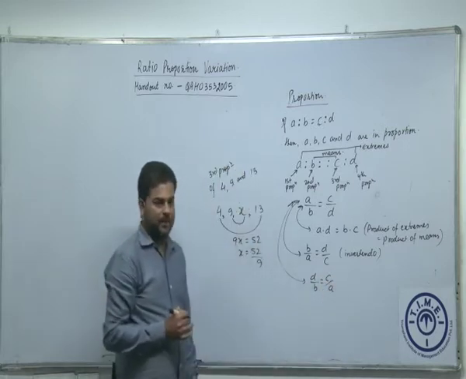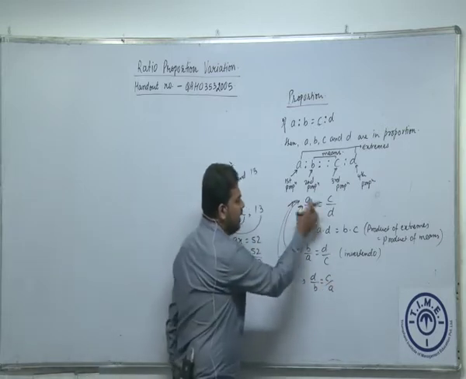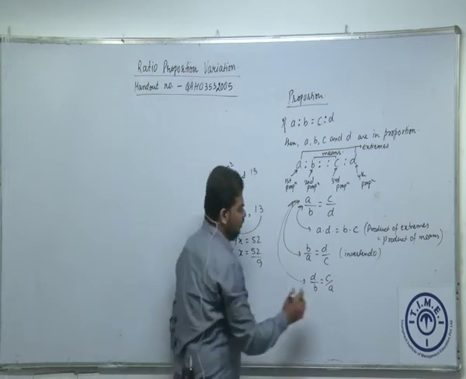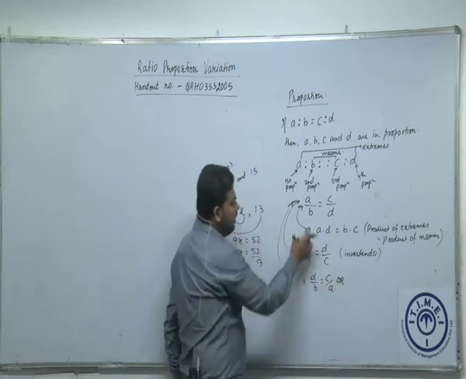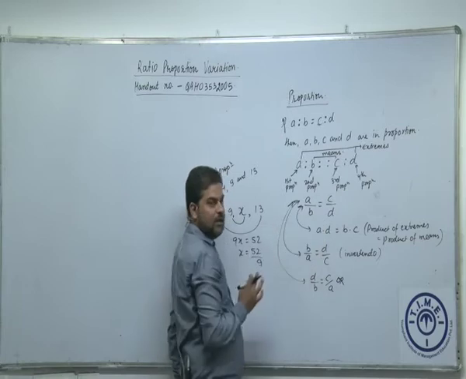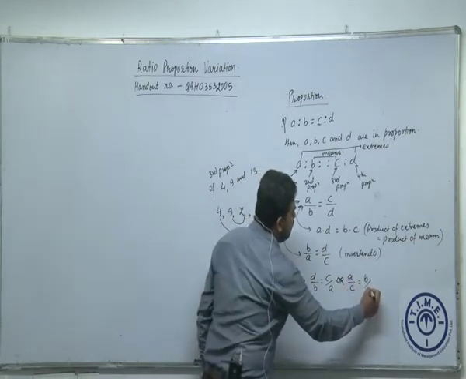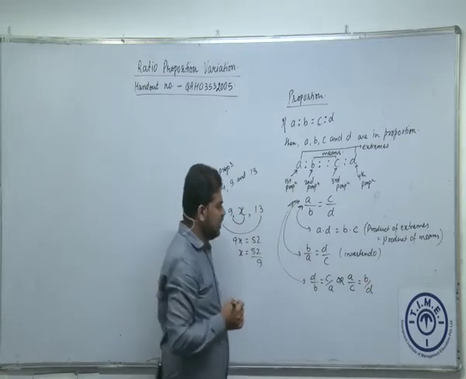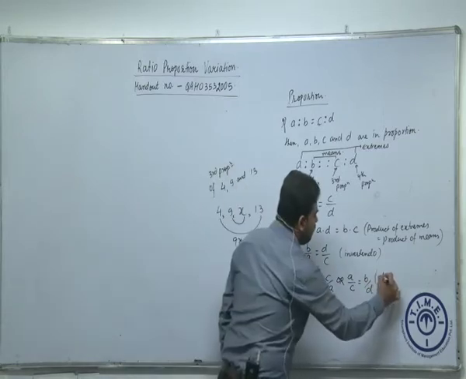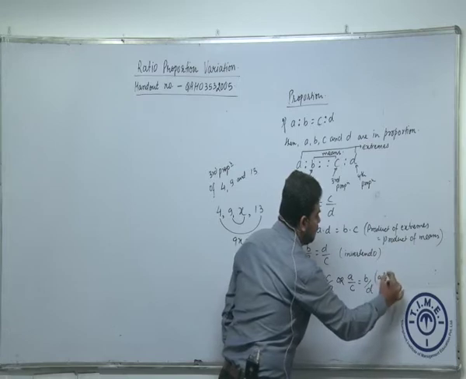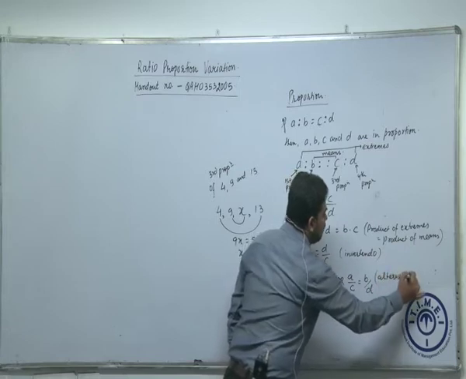So you can take A here and D here, or you can do the other way around also. You can also write B can go here and C can come here. So you can also write this as A by C is equal to B by D. This process is known as alternando.